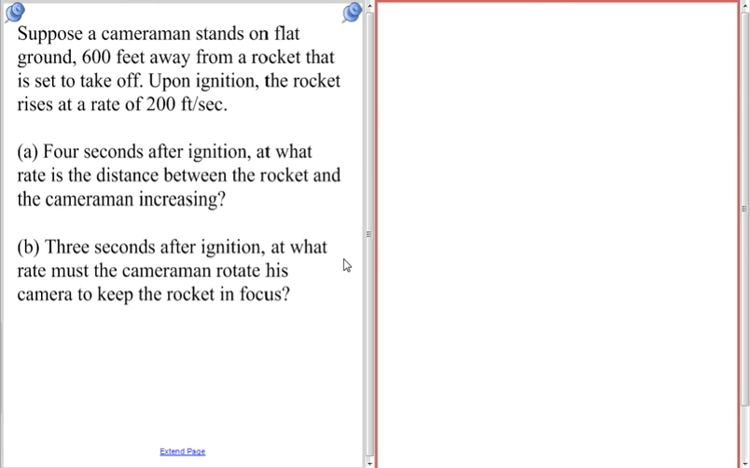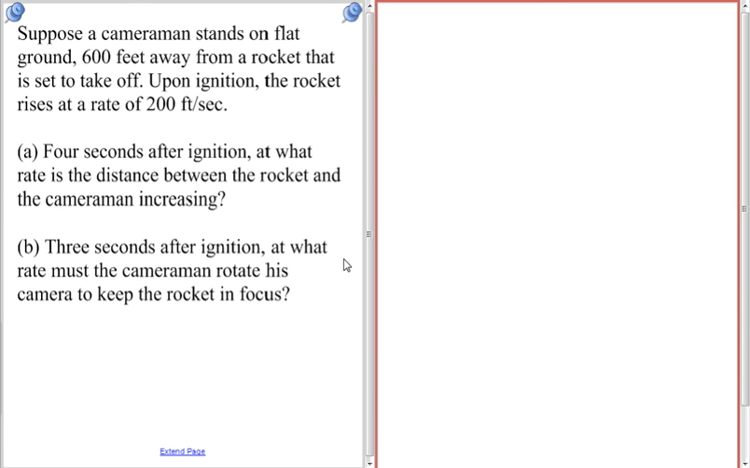Suppose a cameraman stands on flat ground 600 feet away from a rocket that is set to take off. Upon ignition, the rocket rises at a rate of 200 feet per second. 4 seconds after ignition, at what rate is the distance between the rocket and the cameraman increasing?